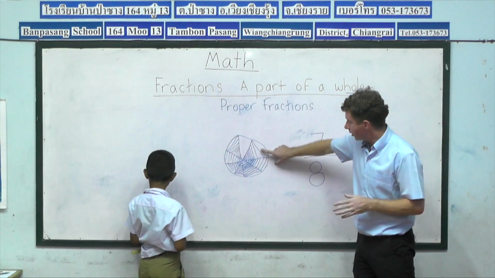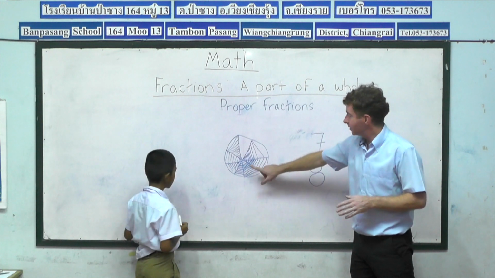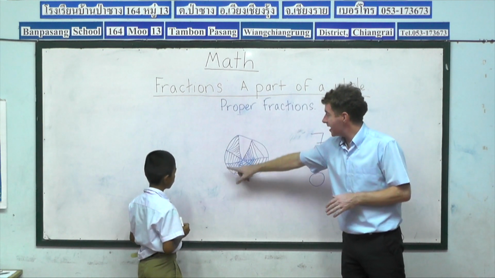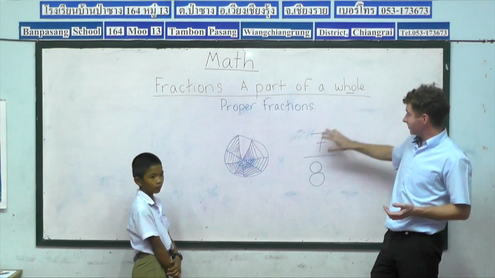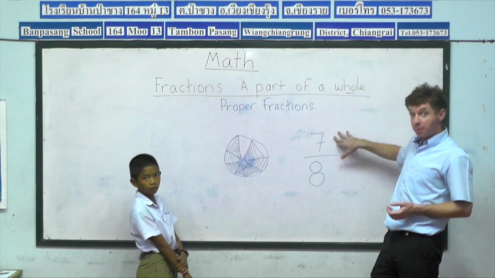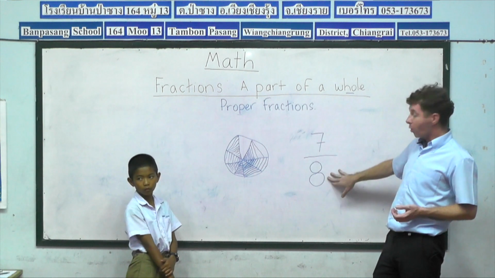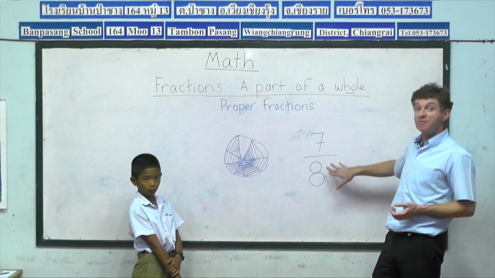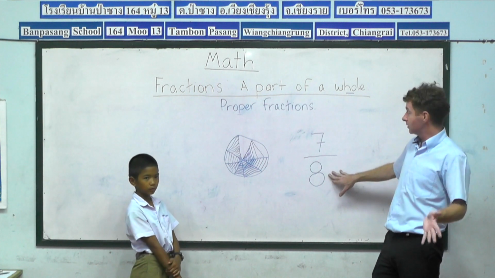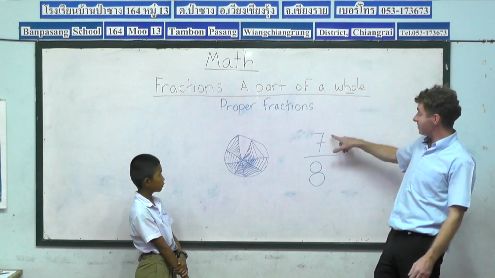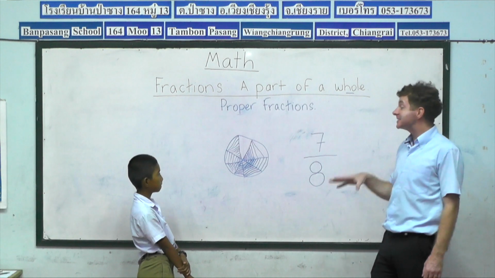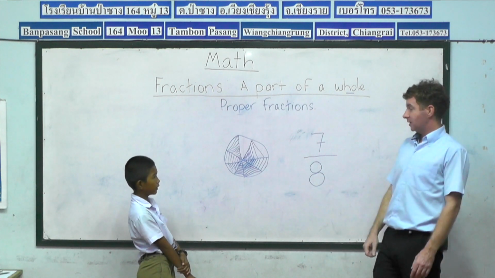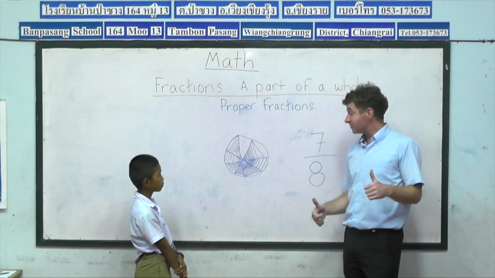7. 1, 2, 3, 4, 5, 6, 7. So we've got our fraction correct. We've got a numerator of 7 parts in blue over a denominator of 8 parts in total. So one more time, guys. 7 over 8 or 7/8. And that's how we do proper fractions, Pat.